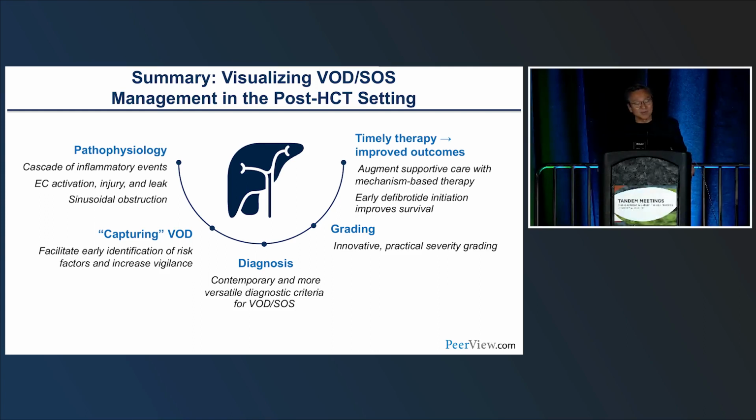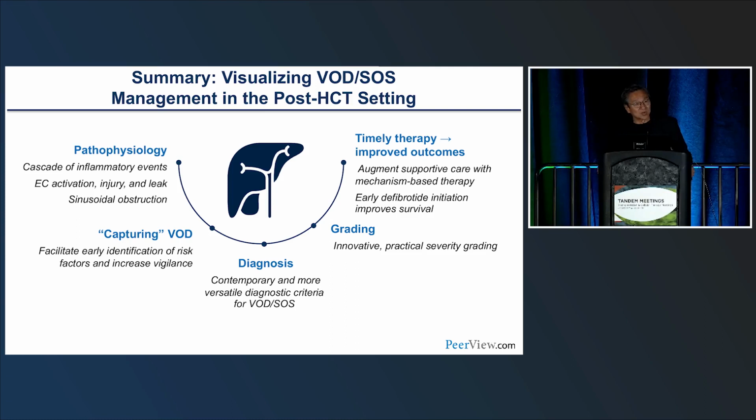So in summary, what we hope to convey was the pathophysiology of this disease is the cascade of inflammatory events with endothelial cell damage and activation leading to leak in the sinusoidal area, which then lead to clot formation and the obstruction. This happens obviously fairly early on if it's going to happen. The damage happens most likely from the preparatory regimen, and so there's ongoing damage.